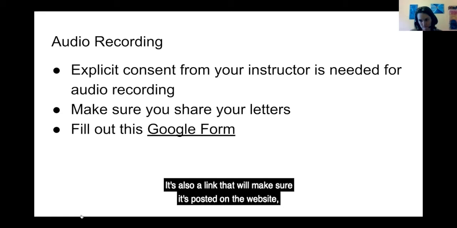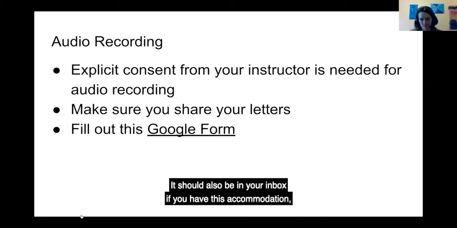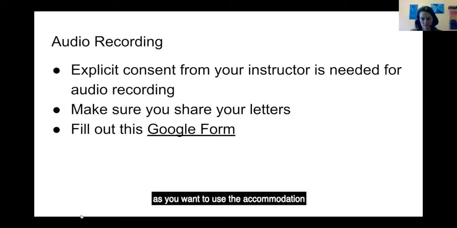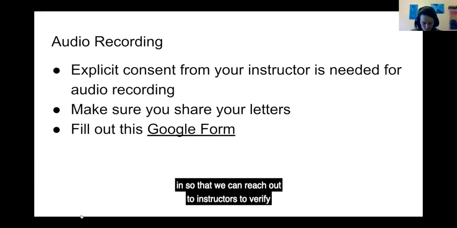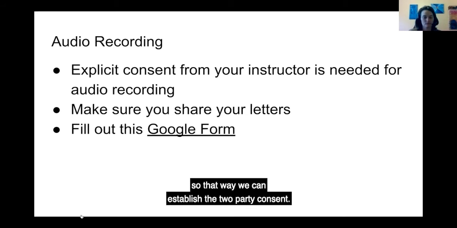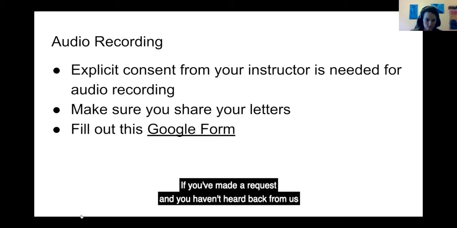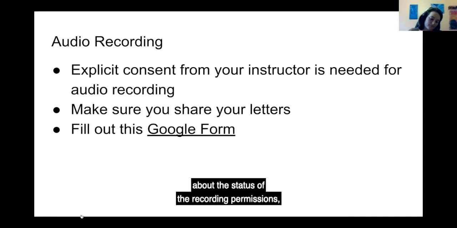It's also a link that we'll make sure is posted on the website along with the recording. It should also be in your inbox if you have this accommodation. But you need to fill out that Google form for as many classes as you want to use the accommodation in so that we can reach out to instructors to verify that they are okay with you recording. So that way we can establish the two-party consent. You can't record until we have consent from the instructor and that you have filled out this Google form. And of course, you need to have shared your letters with them so they know and that you are officially activating the accommodation.